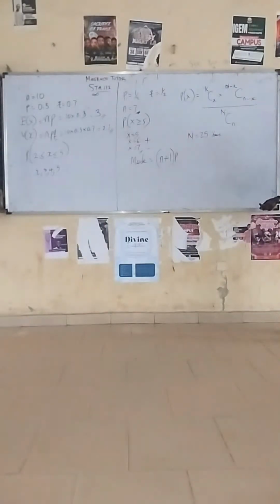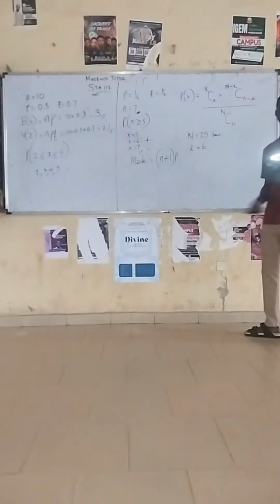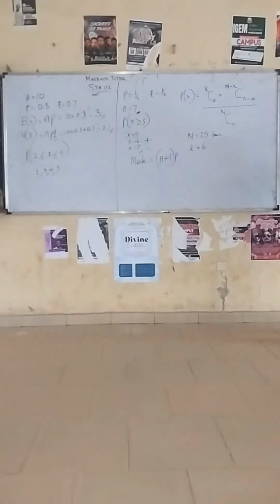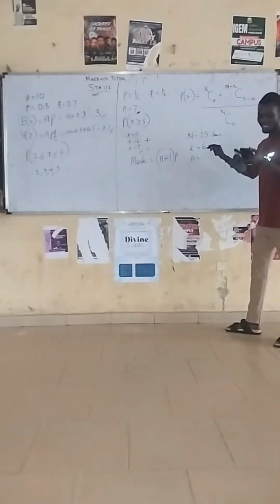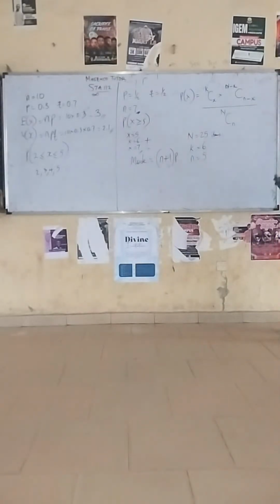So a lot of 25 items contains 6 defectives, that's the K. That's the first statement. Now, the sample is the small n. It's different from binomial. In this one, the total population is capital N, while the sample is small n. So a sample of 5 items is drawn without replacement.